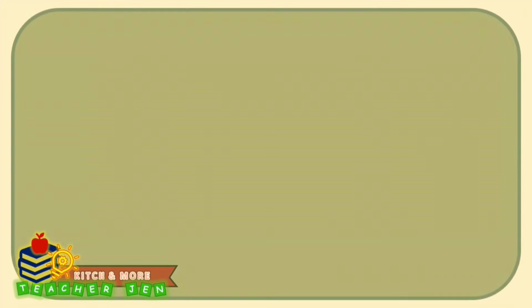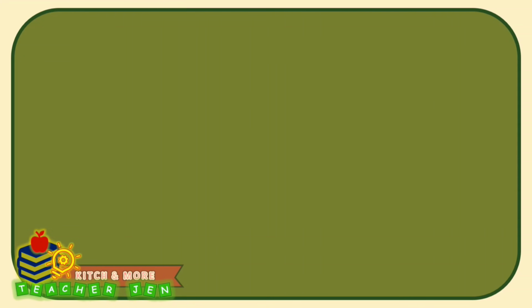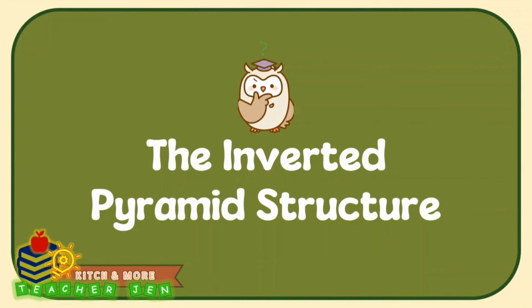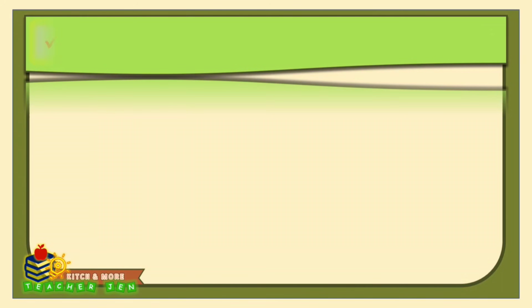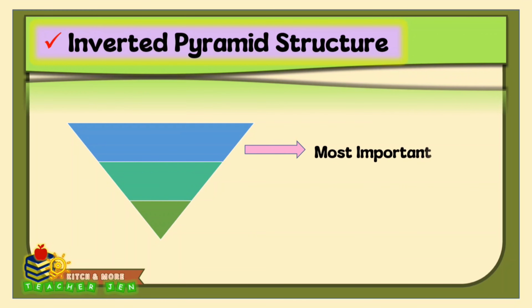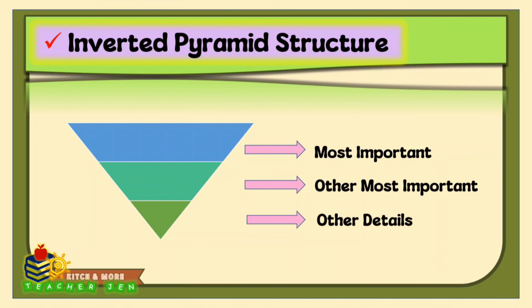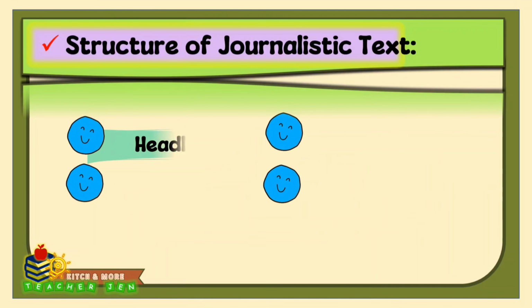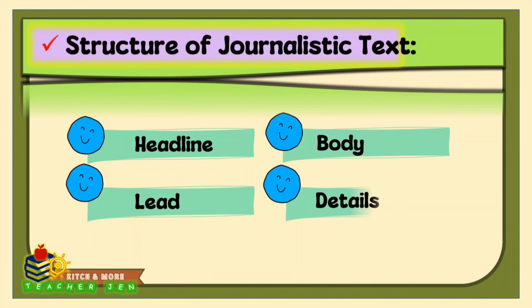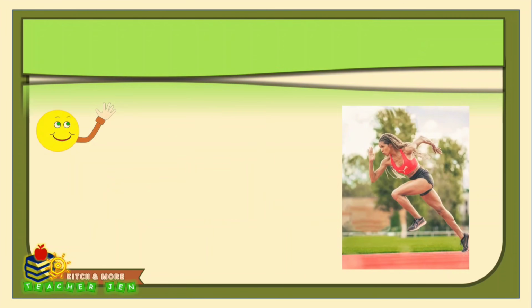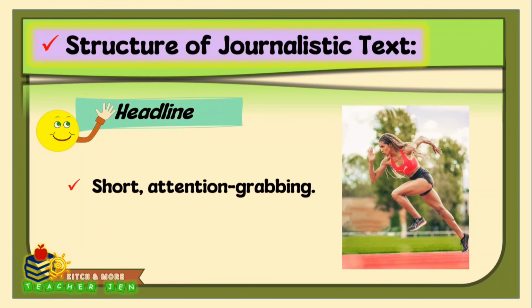Let's take a look at one of the key features of journalistic text. It's the inverted pyramid structure. The inverted pyramid structure helps organize information in a way that prioritizes the most important details first. It includes the headline, lead, body, and details. Let's explore it further. What is a headline? The headline serves as a short, attention-grabbing introduction that draws the reader in, encouraging them to read further. In the next slides, we will explore how a well-crafted headline can set the tone for the article. But let's have this example first.